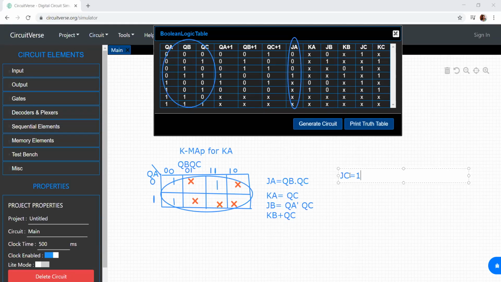Similarly, if you write the expression for KC, KC will also be equal to 1. Now we have got the expressions for JA, KA, JB, KB, JC and KC from the truth table. Now we have to design the circuitry.